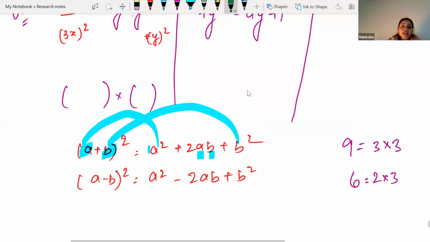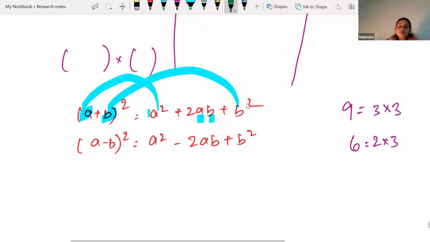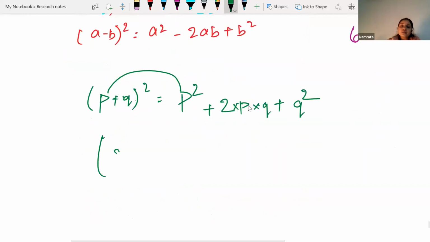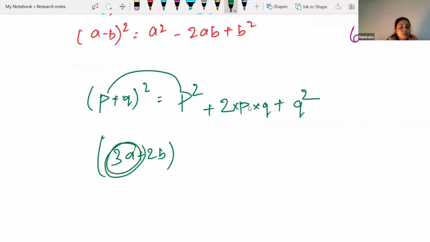The formula says, if you understand the meaning of the formula, if we are having let's say p plus q whole square, whatever is the first term, that's complete square, plus 2 into first term into second term plus whatever is the second term, that's complete square. Or if we are having 3a plus 2b, the formula says whatever is the first term, that's the total square. If the first term is only p, that's p complete square.